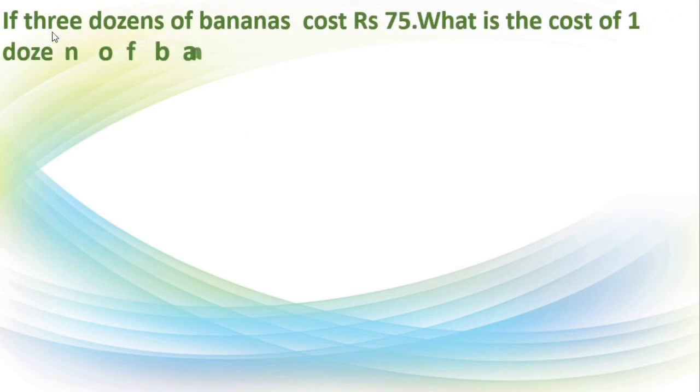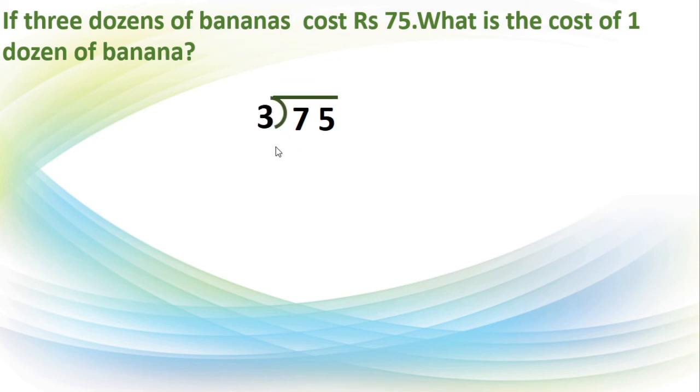Okay, here. If 3 dozens of bananas cost rupees 75, what is the cost of 1 dozen of banana? Yes, 3 dozen of bananas cost rupees 75. We will not convert that dozen into single, okay? Because directly it is given 3 dozen for 75 rupees. Then what is the cost for 1 dozen? So 75 divided by 3. Then we will get the cost of 1 dozen.